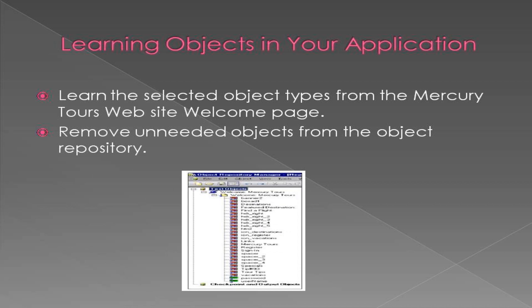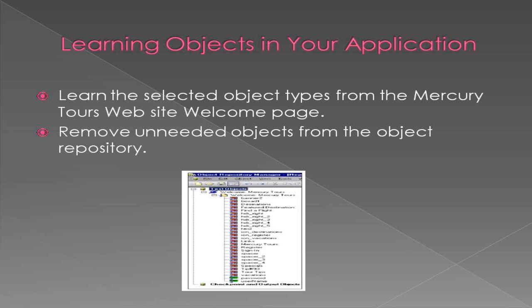7. Learn the selected object types from the Mercury Tours website welcome page. In this step, you instruct QuickTest to learn all of the objects in the Mercury Tours website welcome page that match your filter, and to add them to a shared object repository. In the Mercury Tours website welcome page, click the title to bring it into focus. In the Navigate and Learn toolbar, click the Learn button.